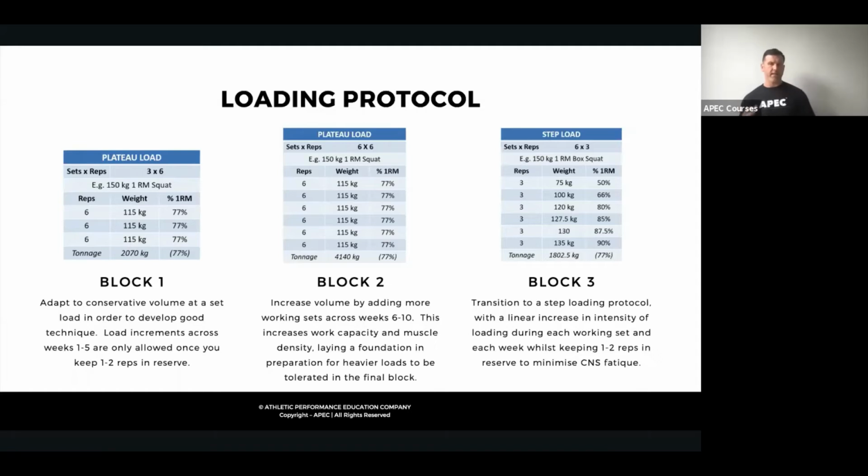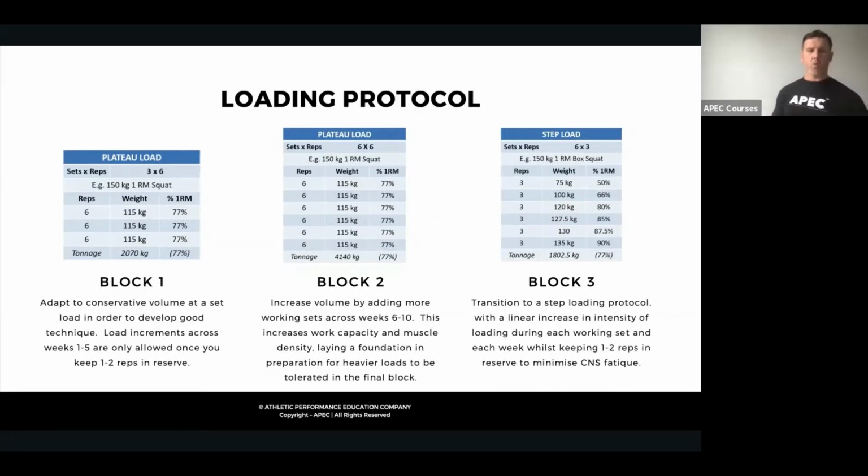Okay, lastly, before we get to the program, we have to look at some different loading protocols. So there's 2 main loading protocols that we can focus on when we're trying to develop hypertrophy. And remember, back to the start of the presentation, we need to utilize reps from 1 to 6, as well as reps from 6 up as far as 15 when we're developing hypertrophy. So we need to bring in strength type training as well as higher repetition training.